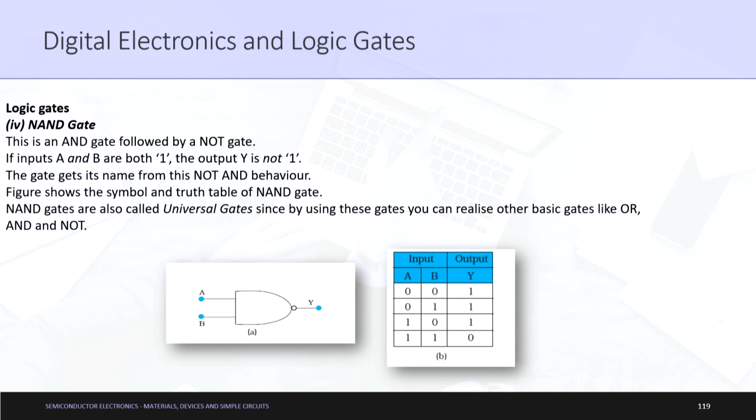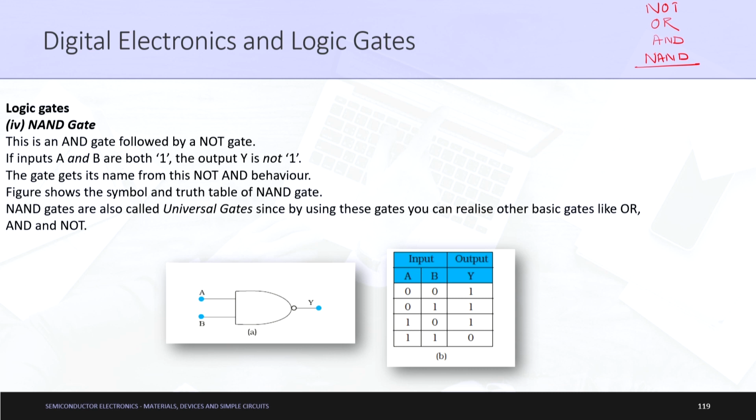Till now we have understood what a NOT gate is, what an OR gate is, and what an AND gate is. Moving to the next gate, we will understand what a NAND gate is. As you can see from the wording, an N is added to the AND gate. Basically, it is a NOT of the AND.